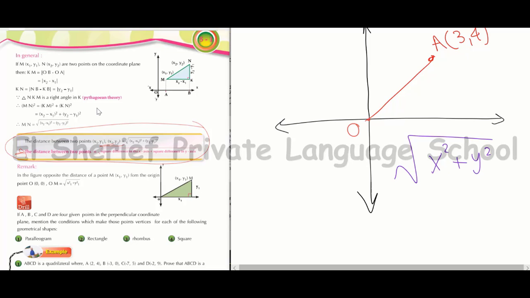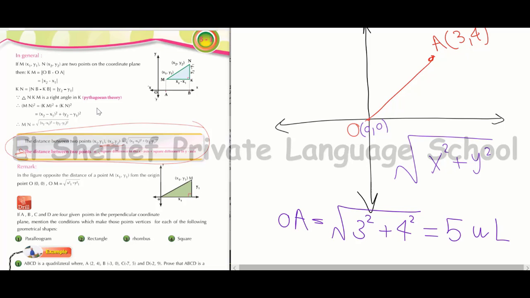Here I am dealing with the point itself, because for the origin point we already know its coordinates are 0 and 0. Then the distance between point O and point A equals the square root of 3 power 2 plus 4 power 2. It will be equal to 5 unit lengths.